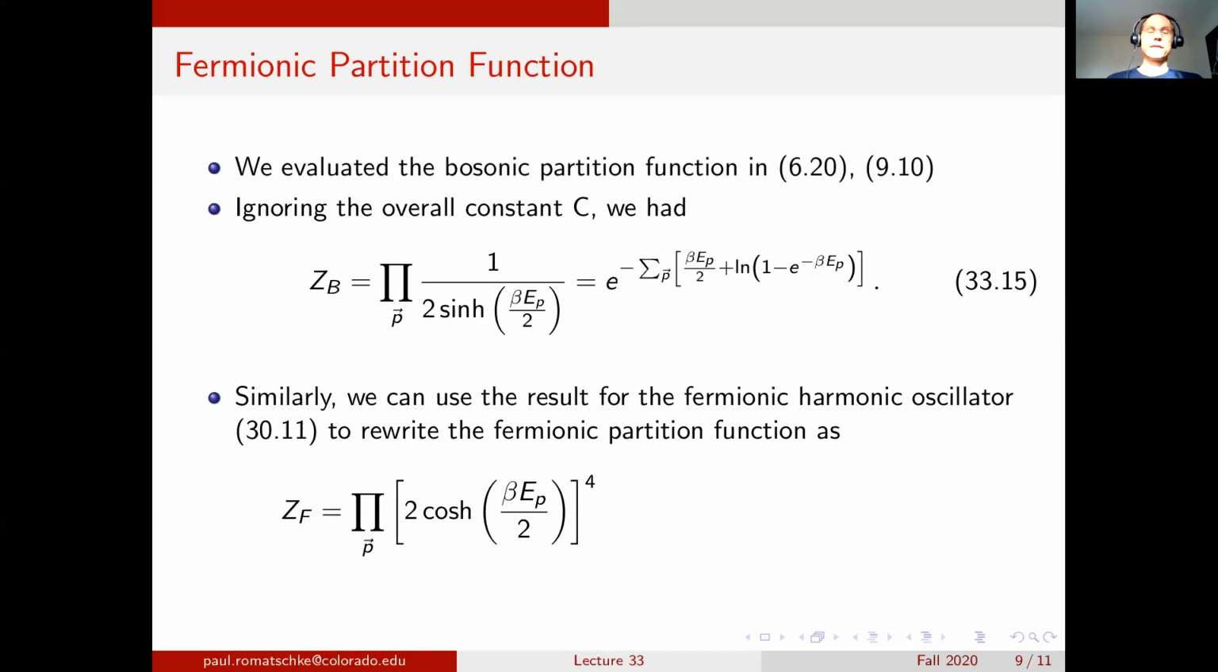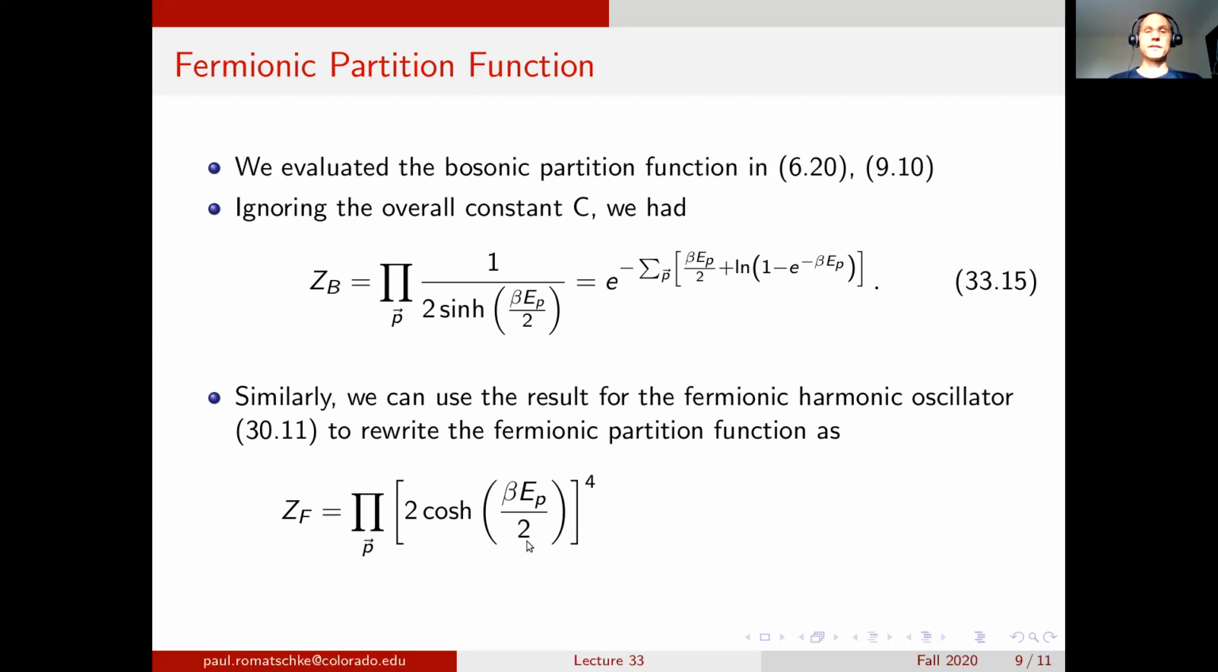Essentially, we can use exactly the same technique as we did for the bosons. We can use the fermionic harmonic oscillator result that we derived in lecture 30 to derive the corresponding result for the fermionic partition function. So recall that for the bosonic series, the harmonic oscillator partition function was 1 over 2 sinh of beta E_p over 2. And for the fermionic harmonic oscillator, it was instead cosh of beta E_p over 2.